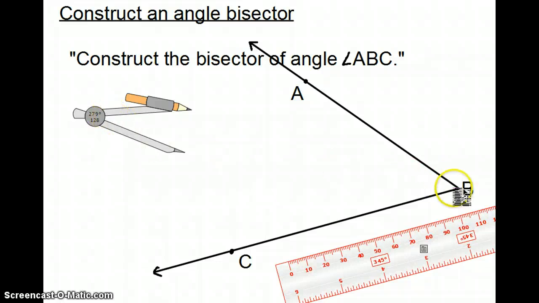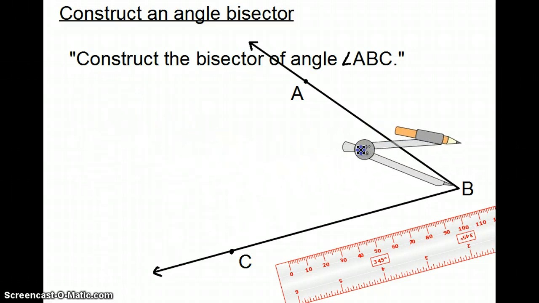All right, just sort of estimate what that's going to look like. We're looking for this kind of ray that's going to come out of B, and it's going to go exactly halfway through the middle of this angle, so that the top part and the bottom part are exactly equal. So it's an angle bisector.